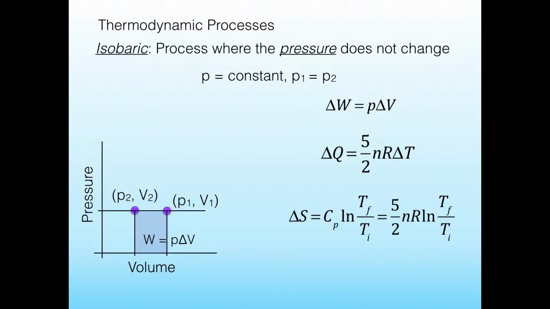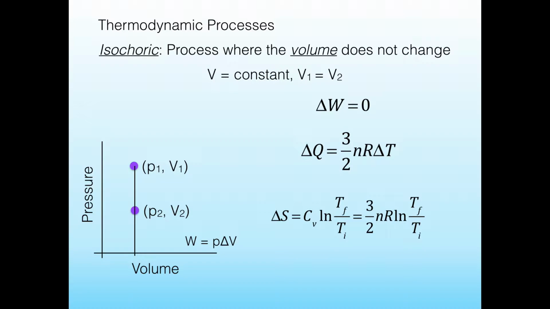We can do the same thing with an isobaric process. Again, this is a process where the pressure doesn't change. Here we can see that the work done is that constant pressure times the change in volume. And we've already shown in the last lecture that the heat absorbed by this system is equal to 5/2 nR delta T. Using the same type of equation that we had before, delta S is equal to C times the natural log of the ratio of the temperatures. Remember that the heat capacity for an ideal gas undergoing an isobaric process is 5/2 nR. And again, we can see that the units work for the change in entropy.